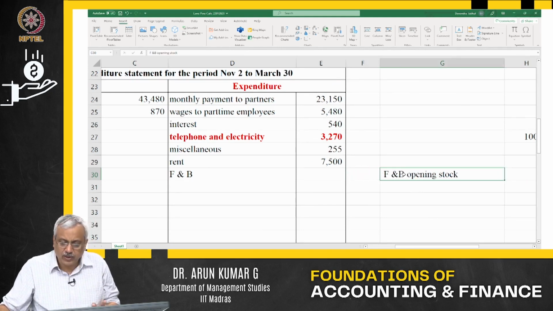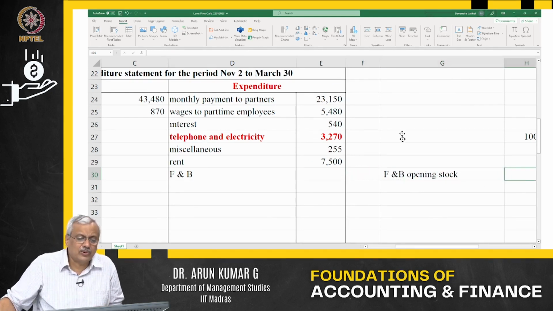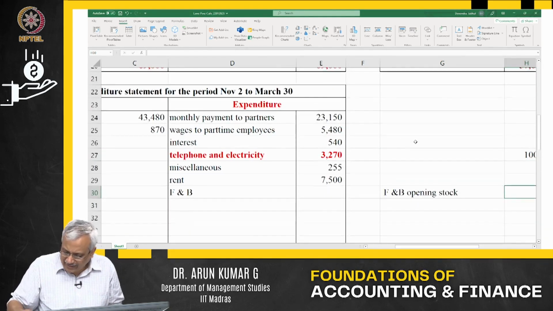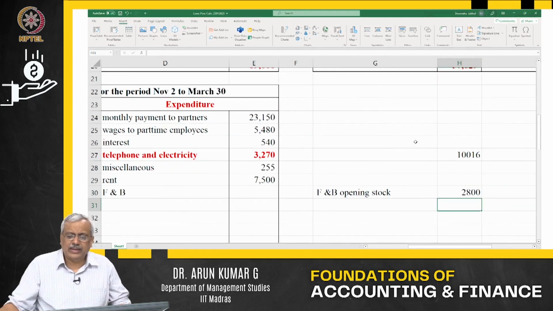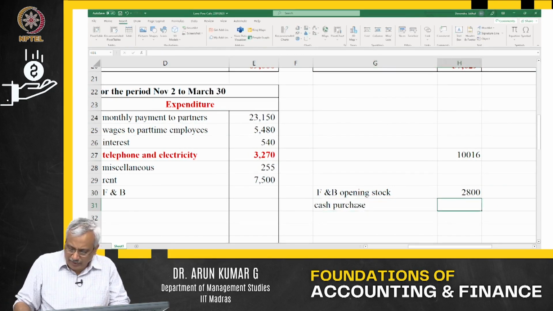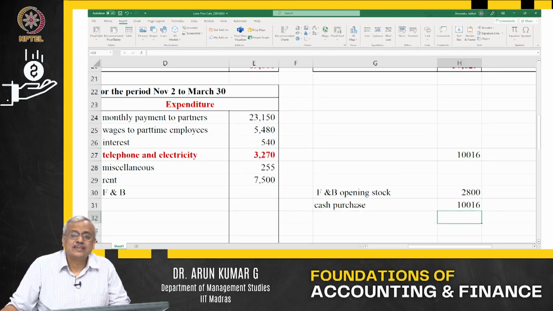F&B opening stock out here. I started on 2nd of March with about $2,800 worth of F&B. Now you say cash purchase. How much have you purchased? 10,016 is the cash purchase.